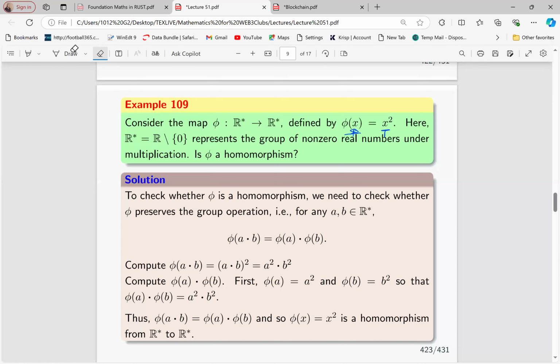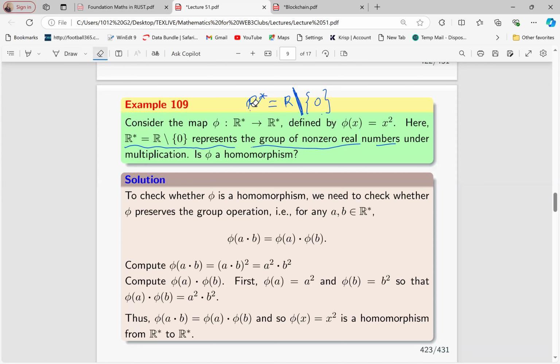Of course, this part was not necessary, but I just used it to remind you that when I talk of R star, I mean R without zero. This symbol here means minus. So R star is just R minus 0. That's what I mean. But of course, that part was not necessary, since at this point we already know what R star means. We've seen it severally.